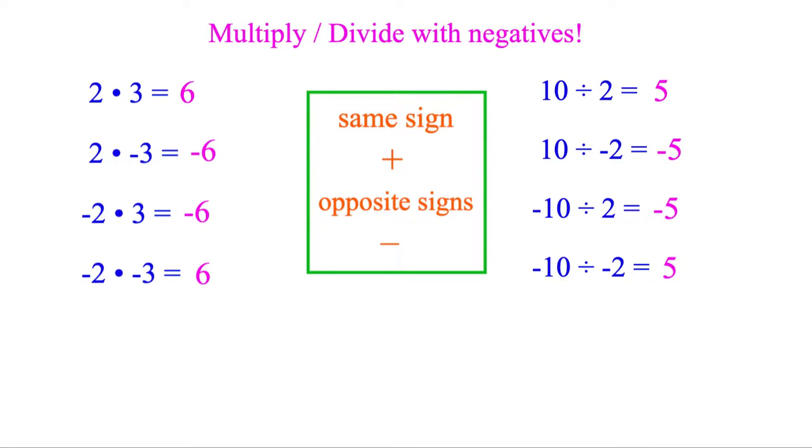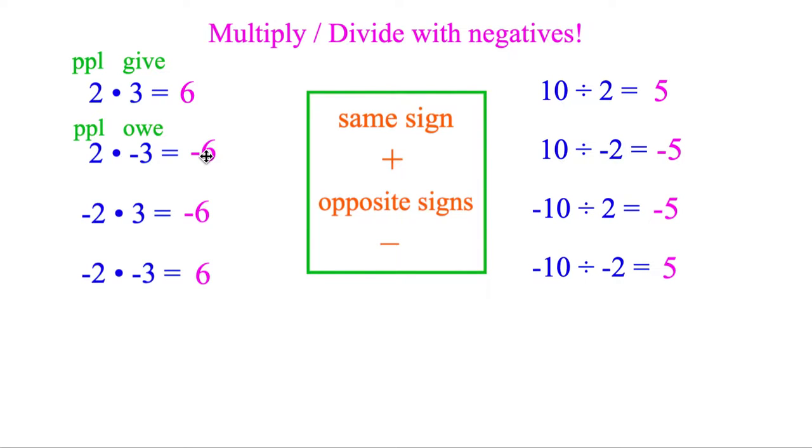Now, why is that? Well, let's look at this first example. Let's say two people, they give you $3 each. So we just made $6. The next situation, we still have two people, but this time we owe them since it's a negative. So therefore we owe $6 total.